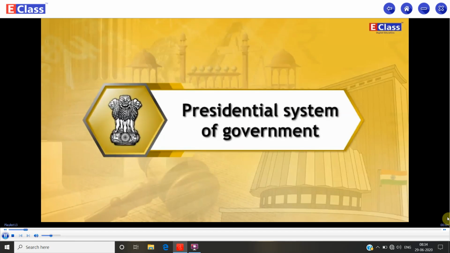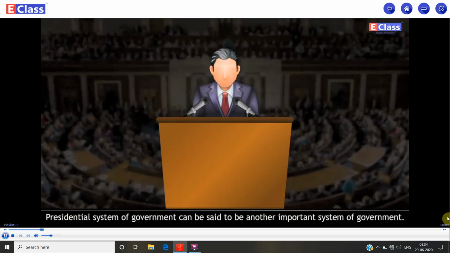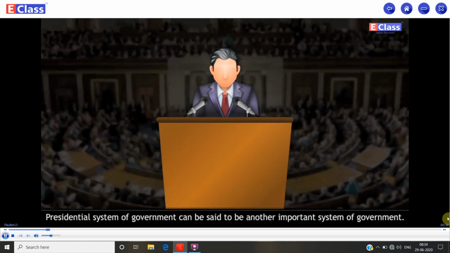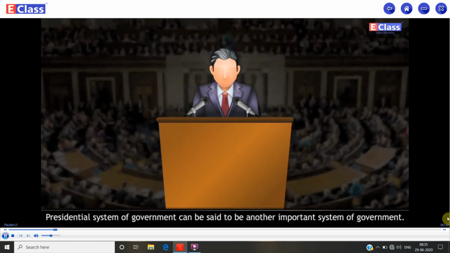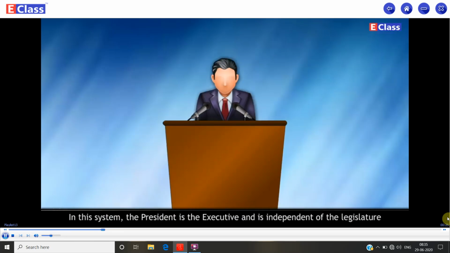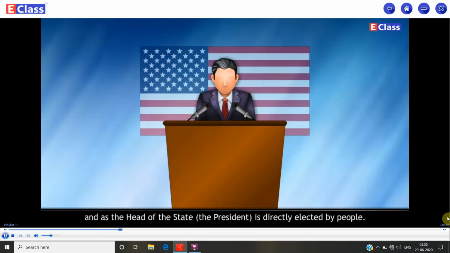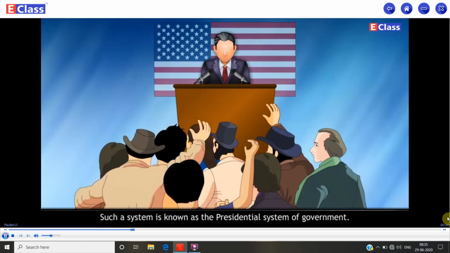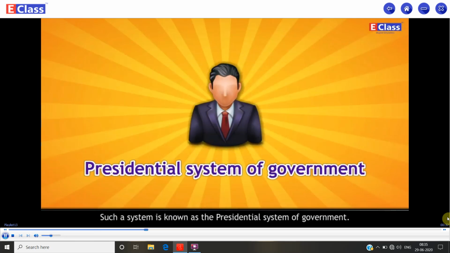Presidential system of government. The presidential system of government can be said to be another important system of government. This type of system exists in countries such as the United States of America. This system is different from the parliamentary form. In this system, the president is the executive and is independent of the legislature, and as the head of the state, the president is directly elected by people. Such a system is known as the presidential system of government.